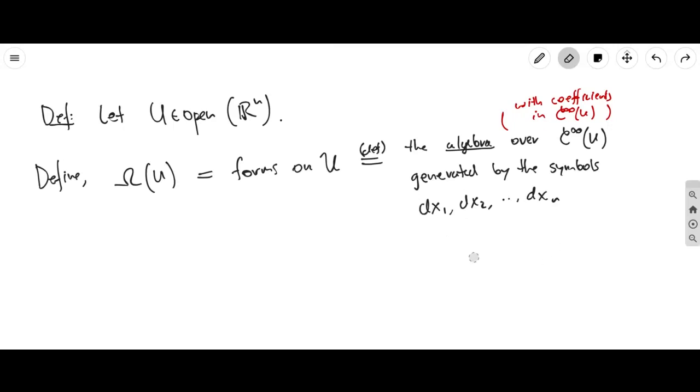But of course, these are just symbolics. Sometimes we use different letters. Sometimes we use Y's instead of X's. But at the end of the day, it's just symbolic. So it's generated by the symbols. These symbols have absolutely no meaning.